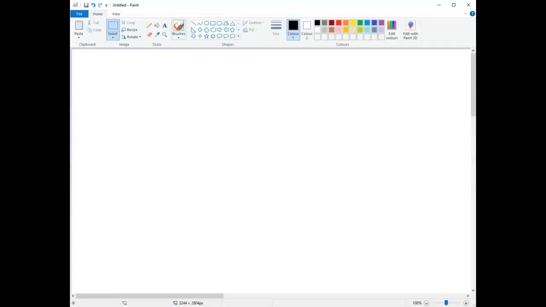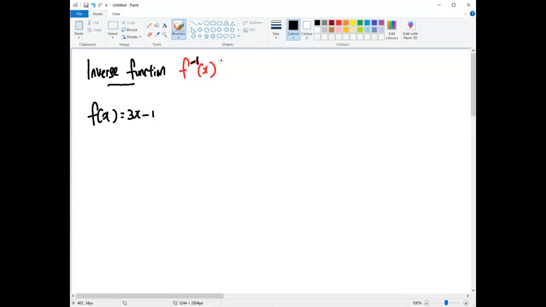The next subtopic is called the inverse function. Suppose we have a function f(x) equal to 3x minus 1. For your information, this is how we present an inverse function: f with a power of negative 1. The power of negative 1 refers to inverse, but this is not equal to 1 over f(x).